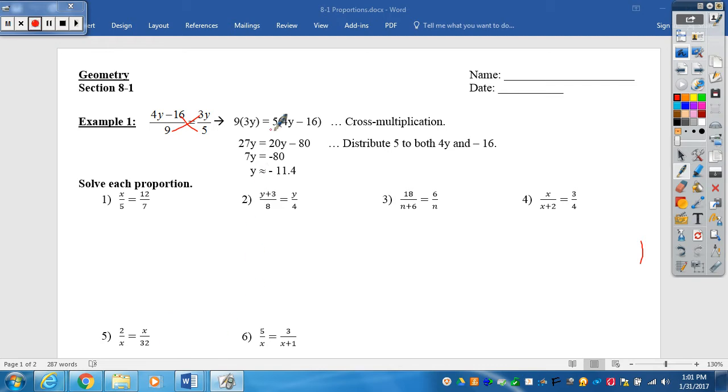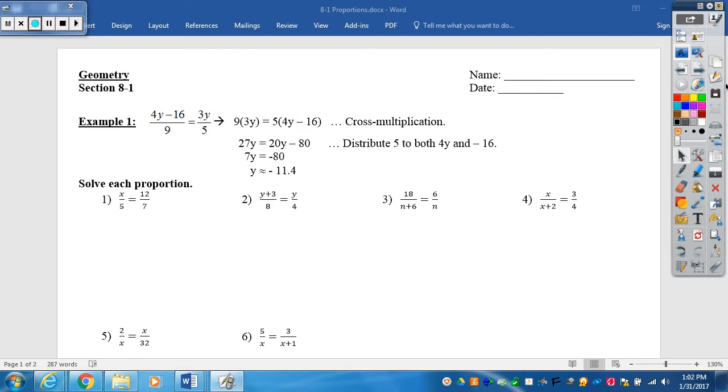So as we look at this, I wrote it all out. We're going to multiply 9 times 3y, that's simple, and 5 times 4y minus 16. Now, notice the parentheses, I want to distribute that to both of them, okay? And so from there it becomes a very simple algebra problem, and I'm pretty sure that you can solve those. So what I'd like you to do is go ahead and solve numbers 2, 3, and 5 if you haven't already done that, okay?